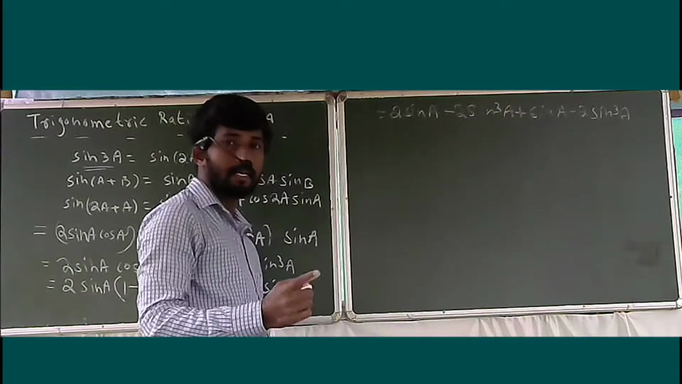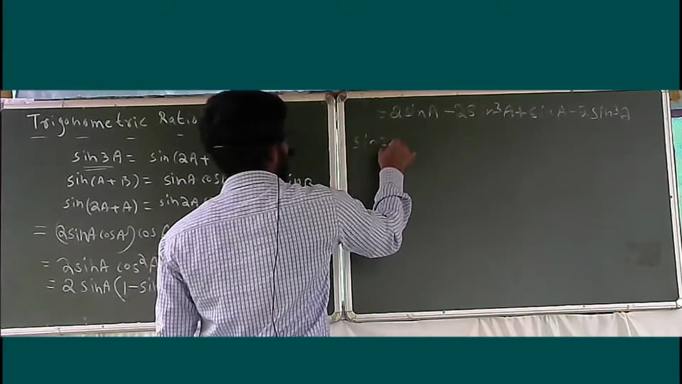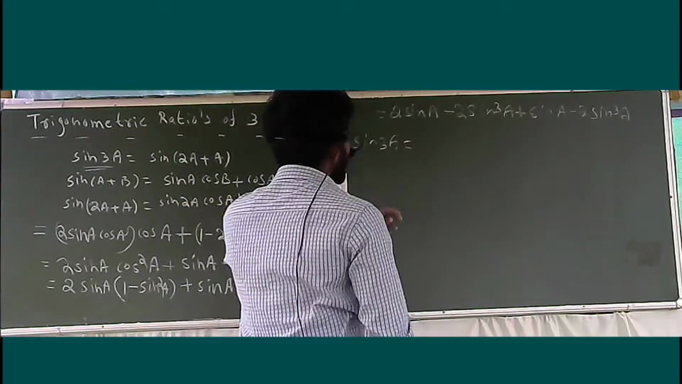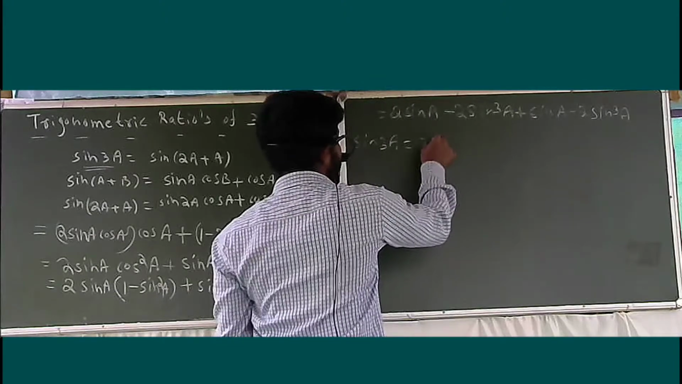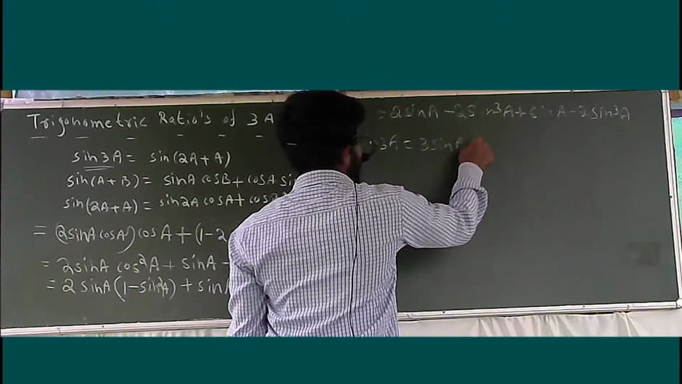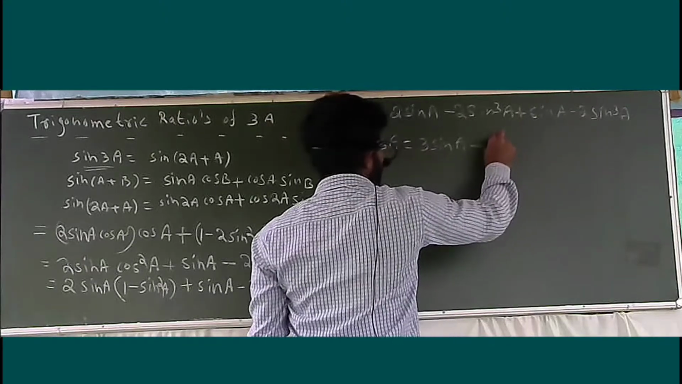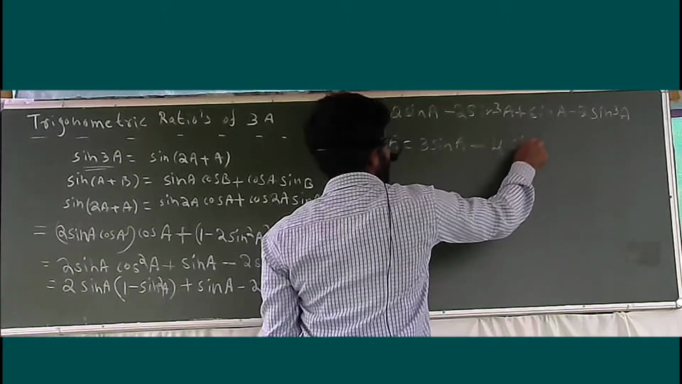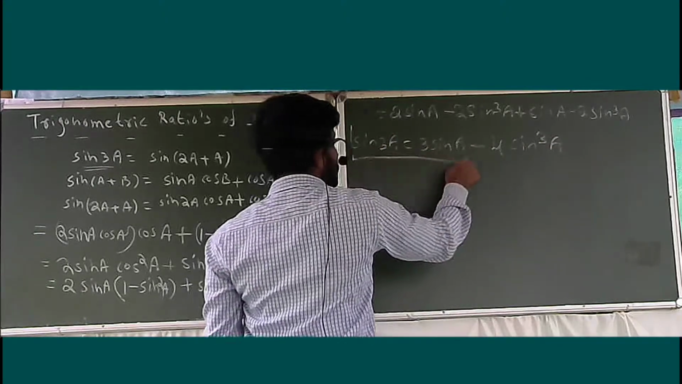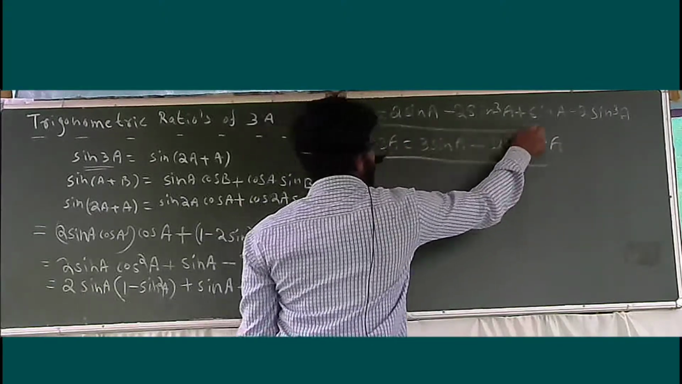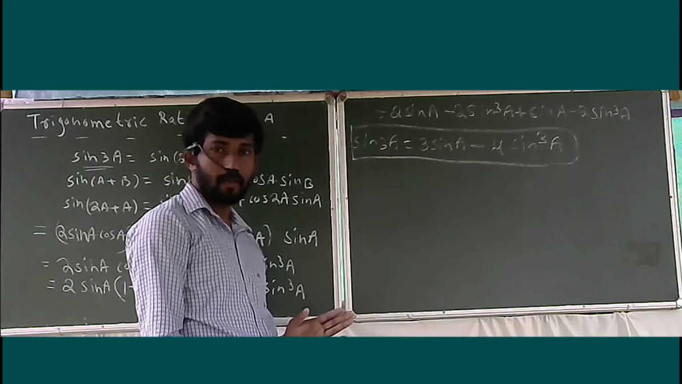Okay. Left hand side sine of 2a plus a, it is sine 3a, is equal to 2 sine a plus sine a. It's equal to 3 sine a minus 2 sine cube a, 2 sine cube a. It's equal to 4 sine cube a. Therefore, value of sine 3a is equal to 3 sine a minus 4 sine cube a.